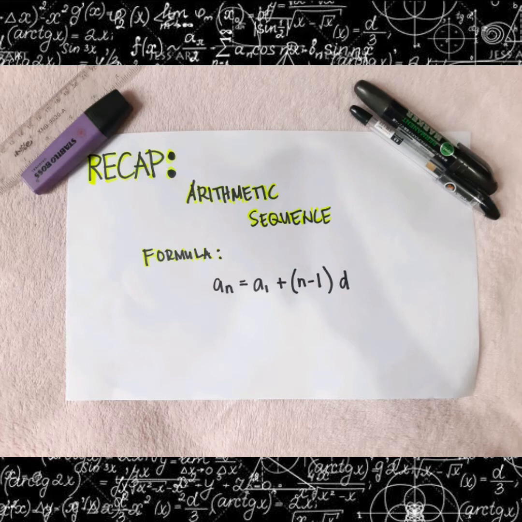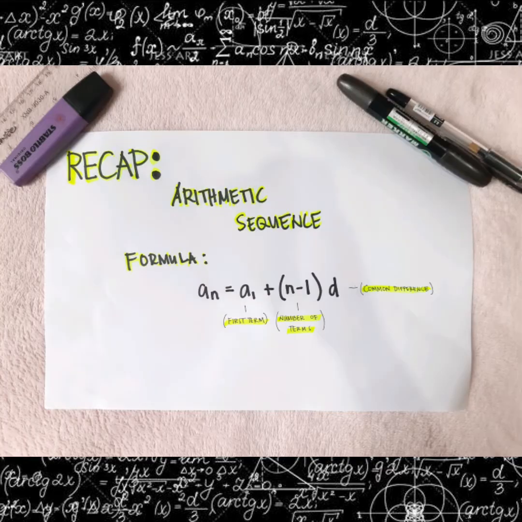The formula for arithmetic sequence is a sub n is equal to a sub 1 plus n minus 1 times d, wherein a sub 1 is the first term of the sequence, n is the number of terms to find, and d is the common difference.